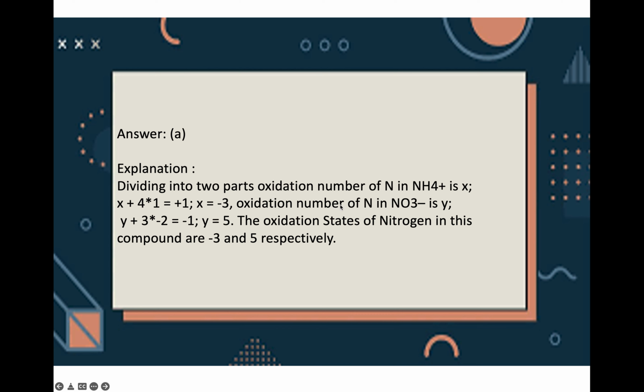Then we have to find out the oxidation number of N in NO3 minus. Suppose we take this value as Y. So Y plus 3 into -2, since for 1 oxygen it is -2, so for 3 oxygen it is 3 into -2. Here it is one negative ion, so that is equal to -1. Y plus 3 into -2, that is Y minus 6, is equal to -1. Y is equal to -1 plus 6, which is equal to 5. So the oxidation states of nitrogen in this compound will be -3 and +5 respectively. I hope you understood this clearly.